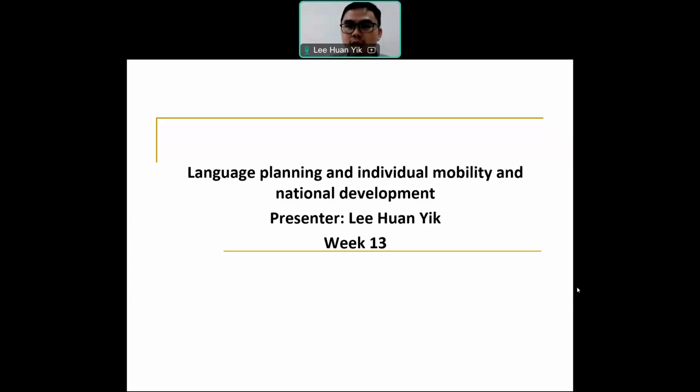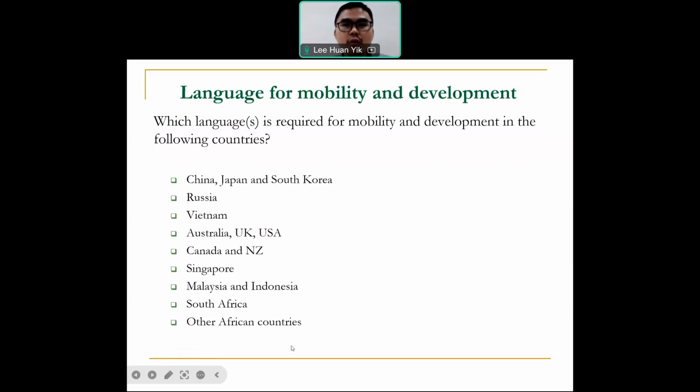So I'm presenting on one of the last topics that we have, which is on language planning and individual mobility and national development. This is quite an important topic in sociolinguistics. First of all, we'll look at which languages are required for mobility and development in the following countries. So these are the following countries.